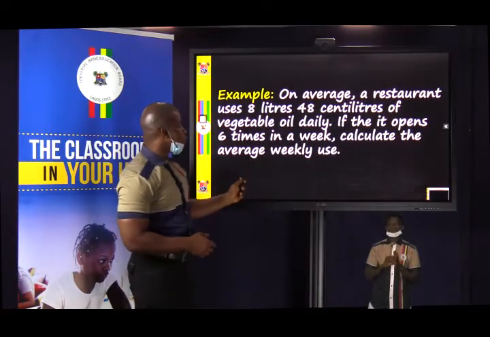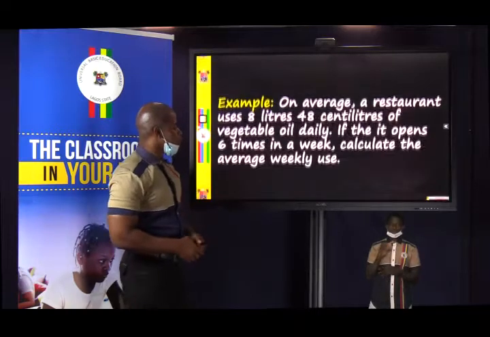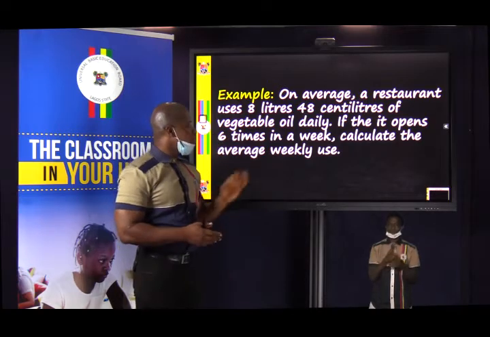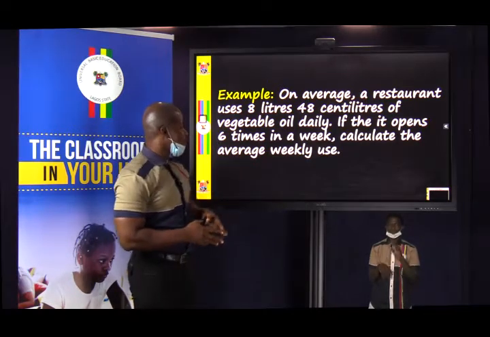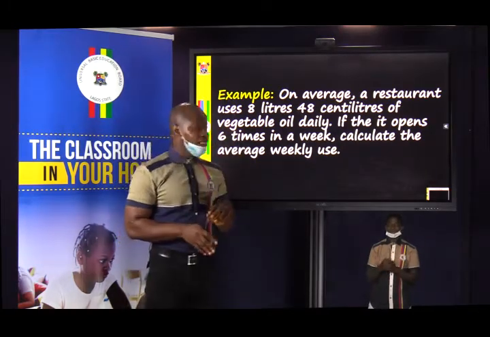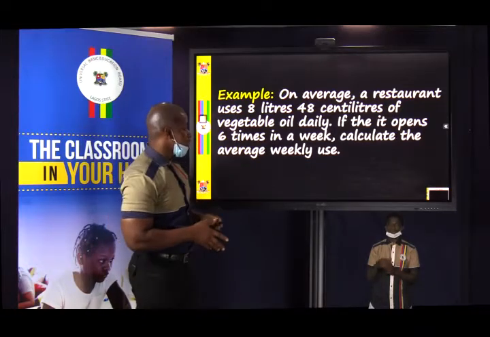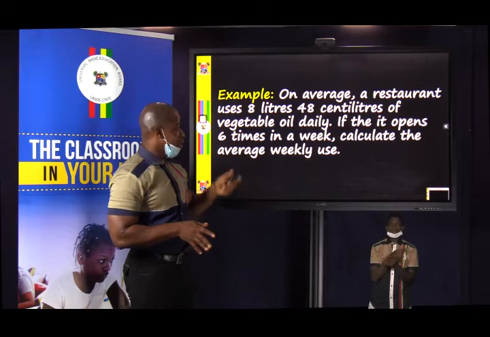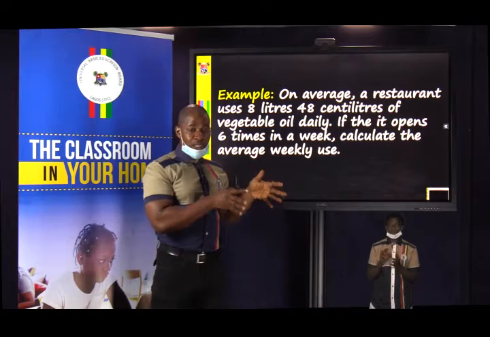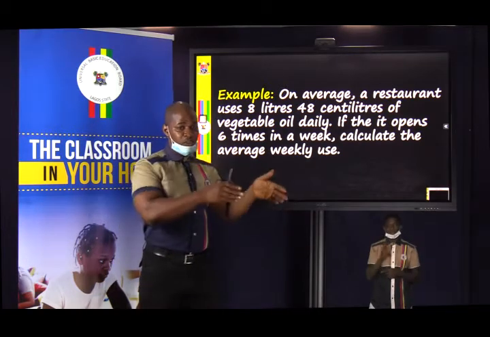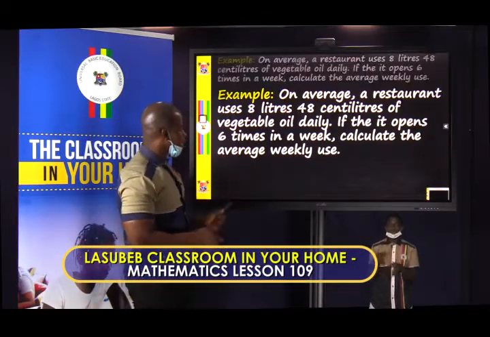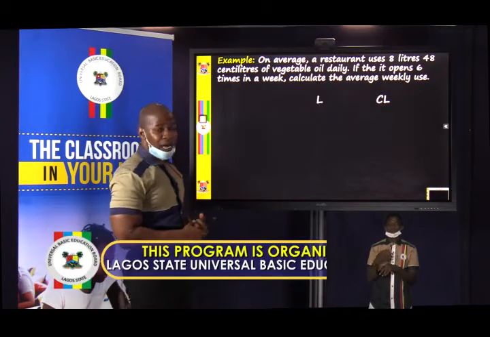Okay, here is another example, but this one will be on multiplication of capacities. On average, a restaurant uses 8 liters, 48 centiliters of vegetable oil every day. Now, if it opens 6 times in a week, calculate the average weekly use. Okay, 6 times in a week, and we know how many liters is used in a day. So for 6 days, that daily usage has to be multiplied by 6. So let's go and see how we multiply liters.